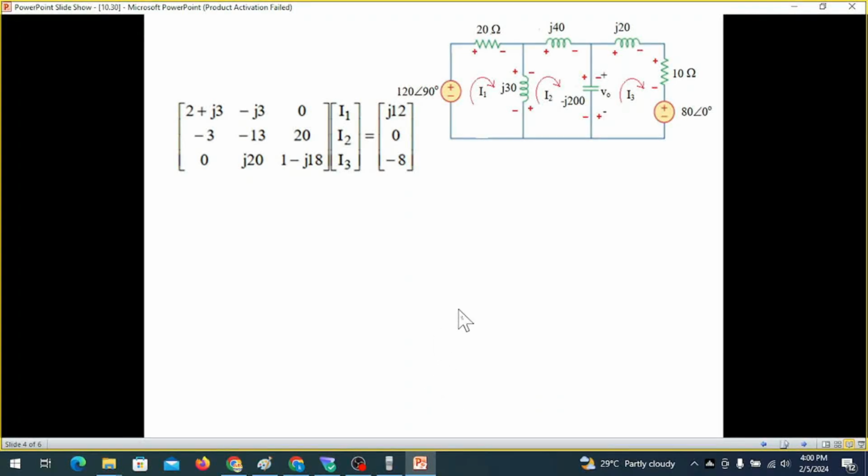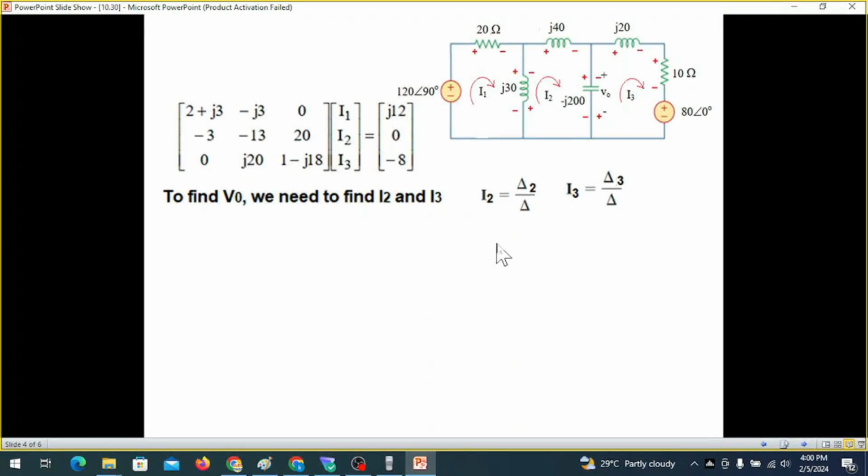And now, to find V0, we have to find this voltage V0, and you can see there are two currents through this capacitor. One is I2, another is I3. So we have to find these two currents first to find V0. And we know the formula in matrix to find I2 will be delta 2 over delta, and I3 will be delta 3 over delta.